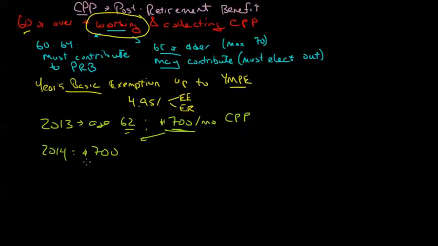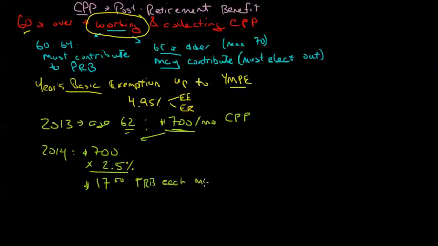and this is not going to work out perfectly in all cases, but this is approximately how this math is going to work out, and it's going to be very, very close to this, if not exact. So that's going to be 2.5% on $700. That's going to be $17.50 would be your PRB each month.